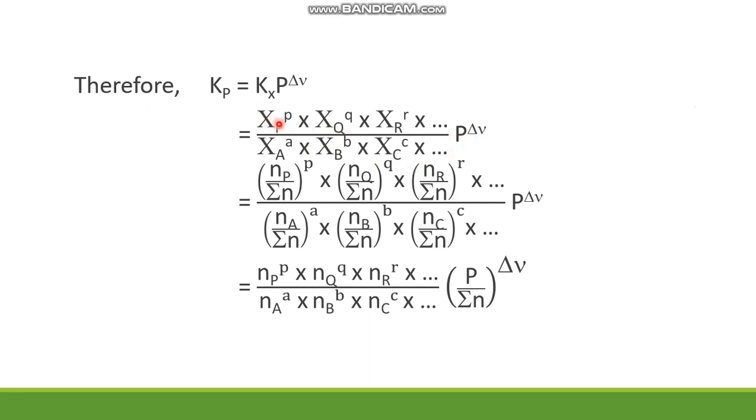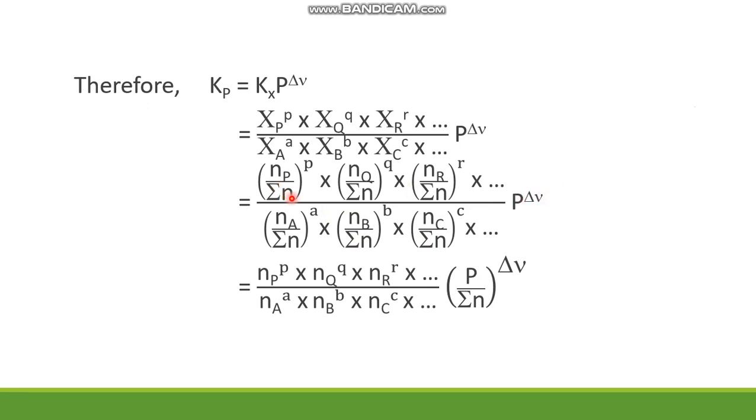But these expressions of mole fraction can now be replaced with the expression of number of moles, and we have already obtained this relationship. So instead of xp we can write Np by summation of N. In the case of XA we can write Na by summation of N, and the respective powers would be the stoichiometric coefficients of the respective components. This is applied for the products, and in the denominator it is applied for the reactants, and P to the power delta nu as usual.